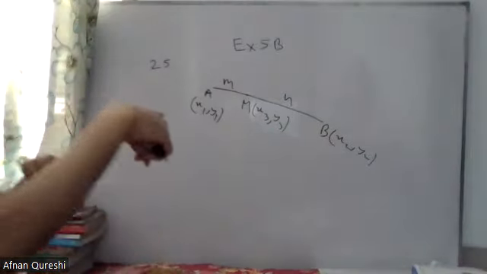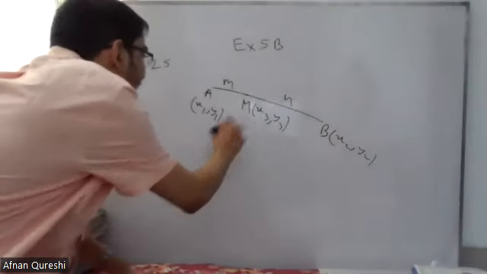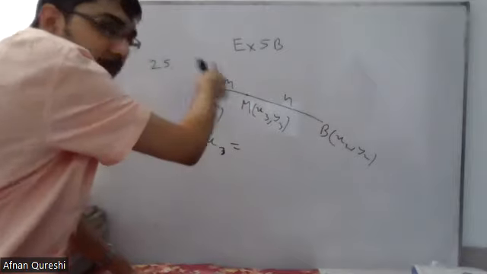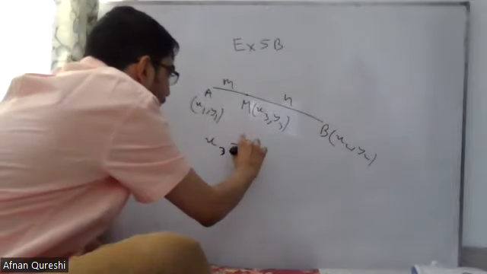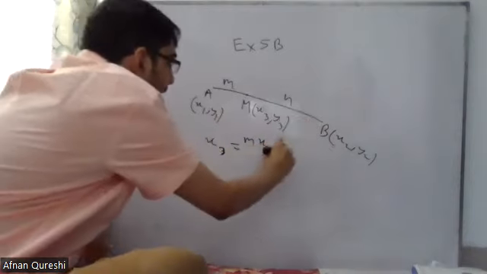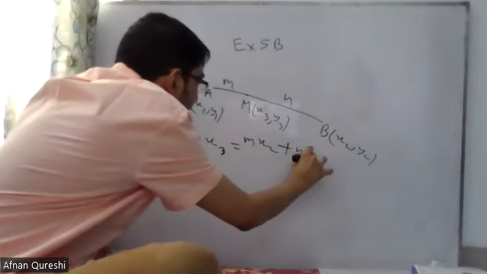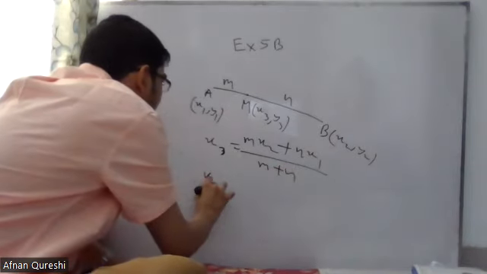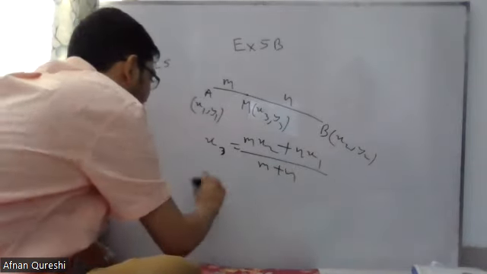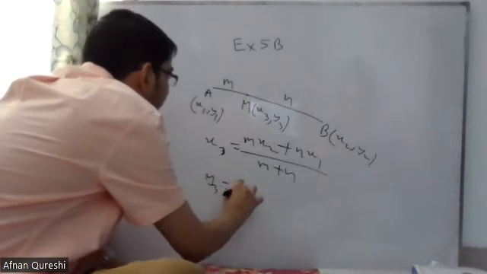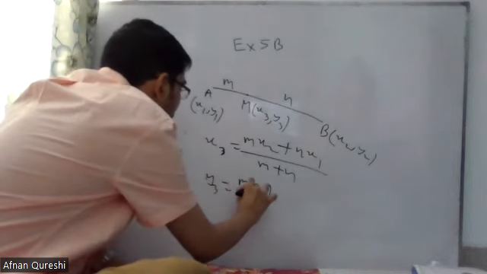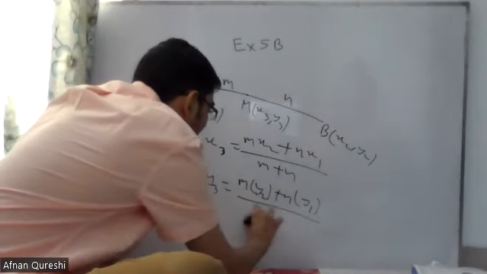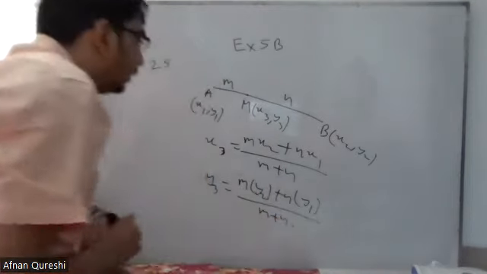So the formula goes like this. Your x3 is going to be, it's very easy to remember because it's just like a cross multiplication, m into x2 plus n into x1, divided by m plus n. And y3 is m into y2 plus n into y1, divided by m plus n. So this is the formula.